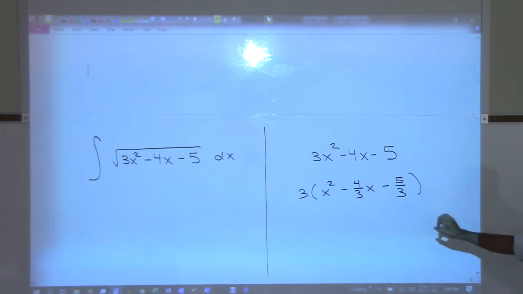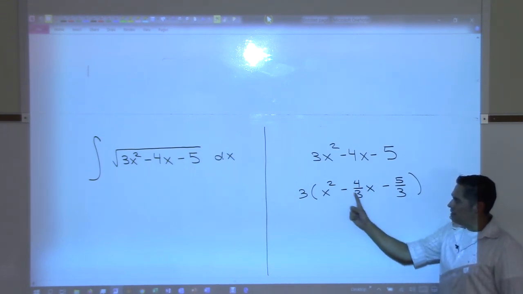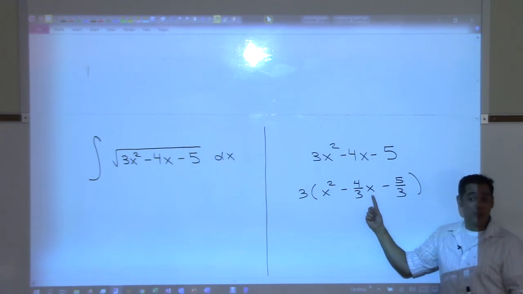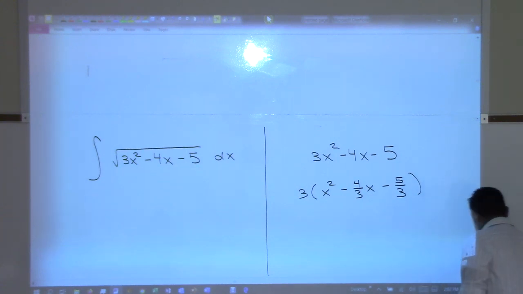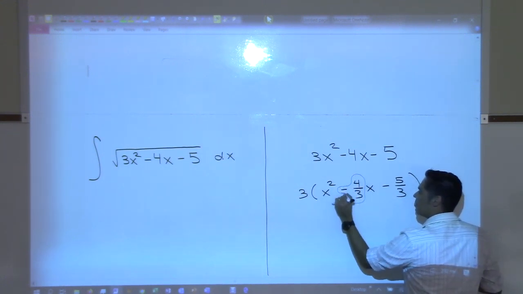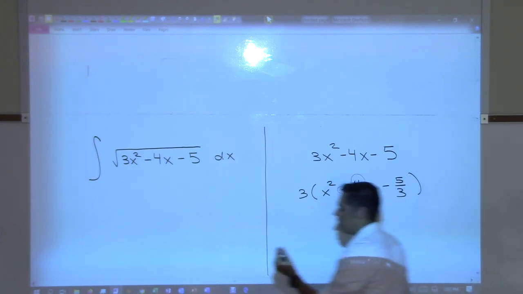Okay, what's the next step or procedure in completing the square? We're going to have to take negative 4/3 and divide that by 2. You take the coefficient on the x term, which is negative 4/3, and you divide it by 2, and then you square it. Okay? So let's do that. This is just the standard way we do it. You're going to take this coefficient, and you're going to divide it by 2 first. So I'm going to do that over here.